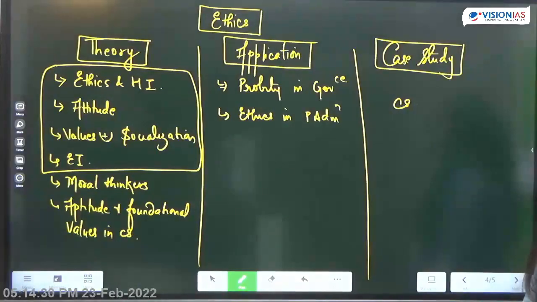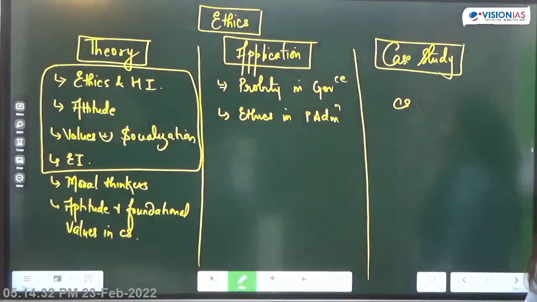This is the previous slide. There's nothing. Ethics and human interface, attitude, socialization, emotional intelligence. These are the 4 topics which I'll teach. The rest would be taken up by the other faculties, whether it is case study, probity in governance, ethics in public administration, aptitude, foundational values and civil services. Is this very clear? Take care.